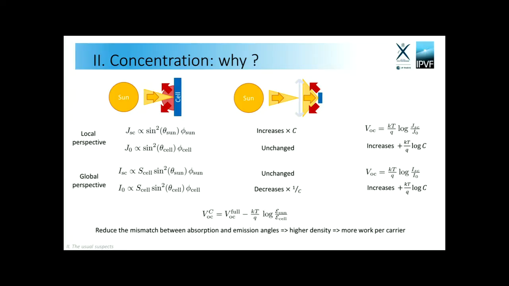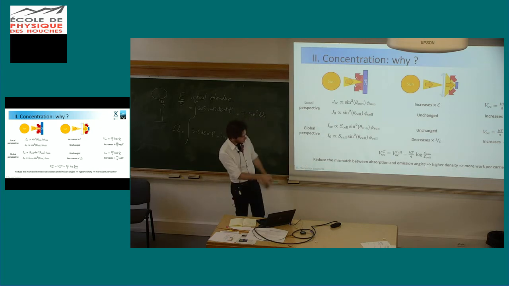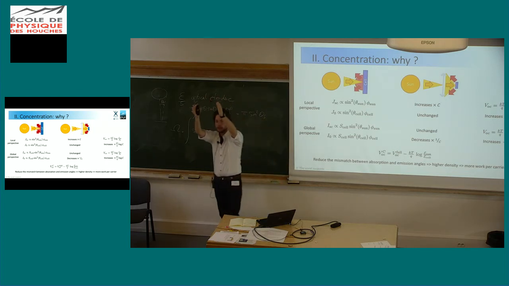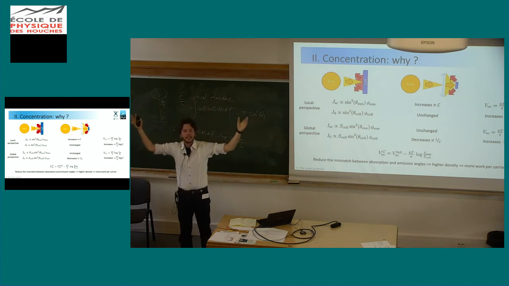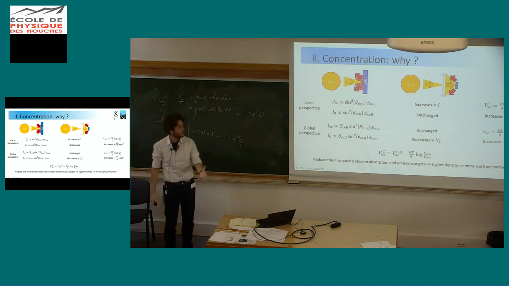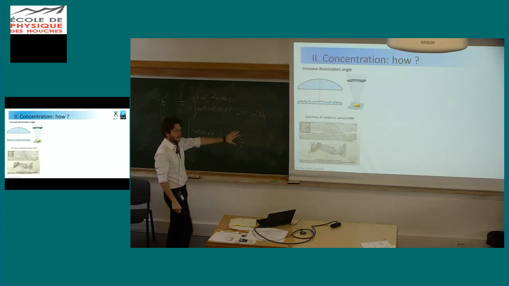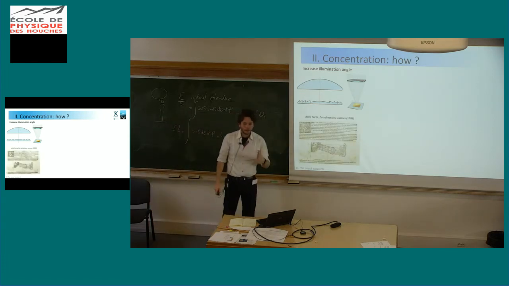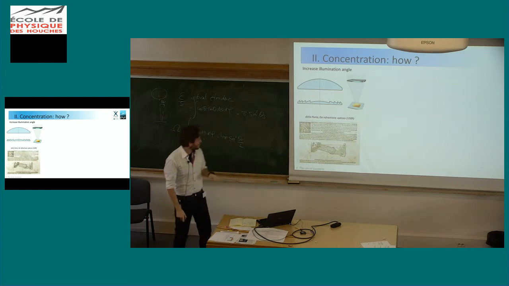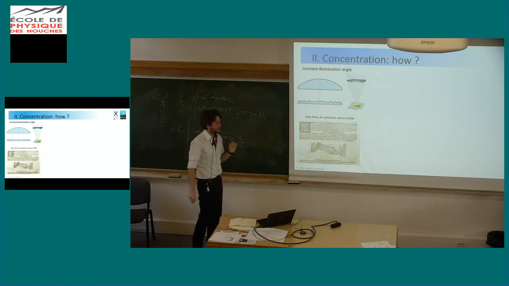So what this here really tells you is that what matters if you want to increase VOC and ultimately the efficiency of the device is that you should reduce the mismatch between the angles towards which you see the sun and the angles towards which you are actually emitting your own black body radiation. Okay? Now, how do we do this? There are several ways. Lenses, of course, mirrors. Very nice paper written long before you were born, so I really recommend you read it. I thank Jean-François basically for the idea. Yeah, very, very insightful paper.